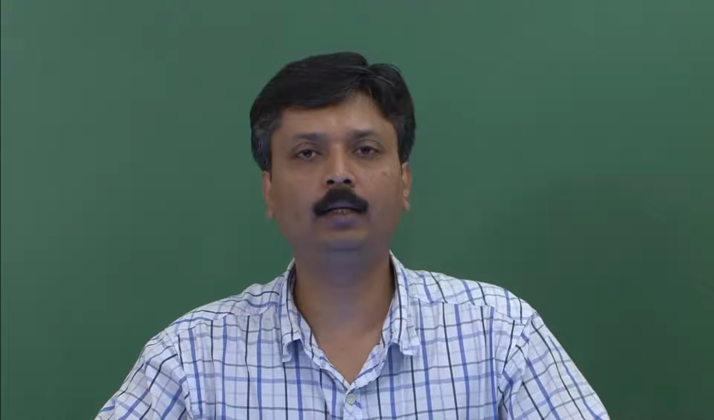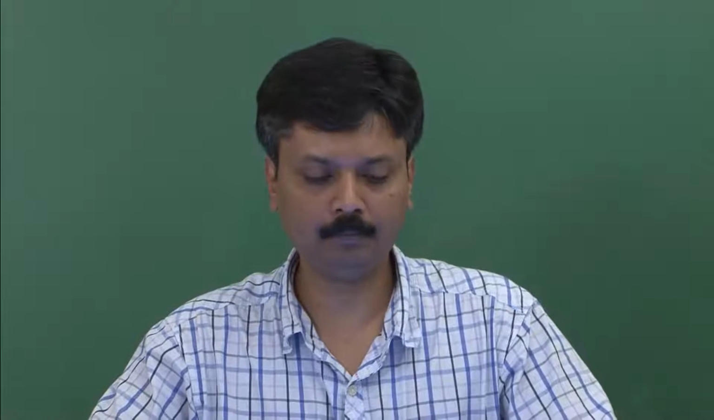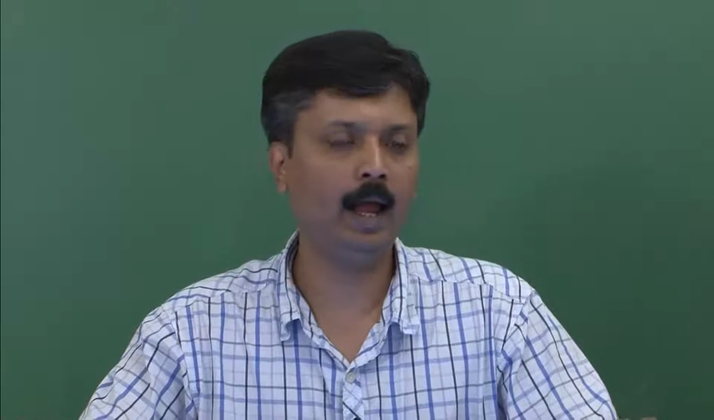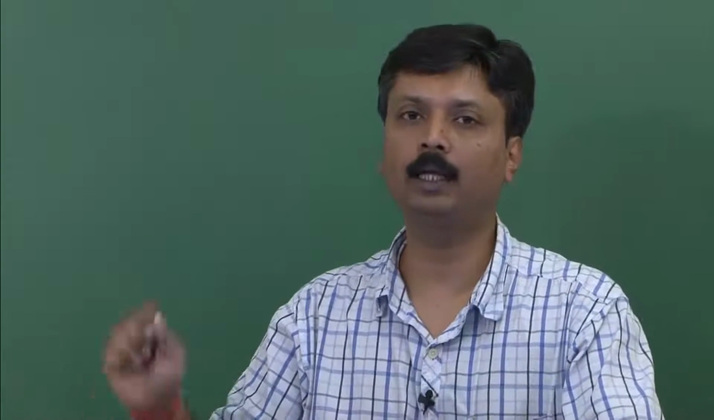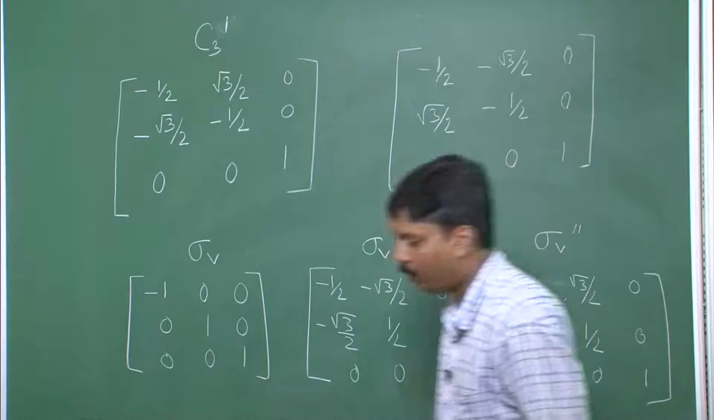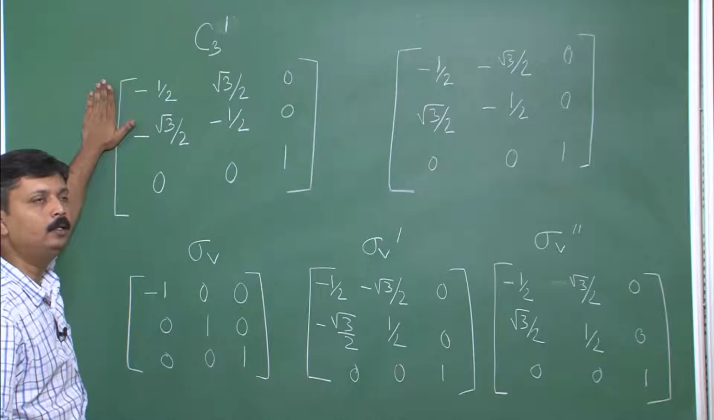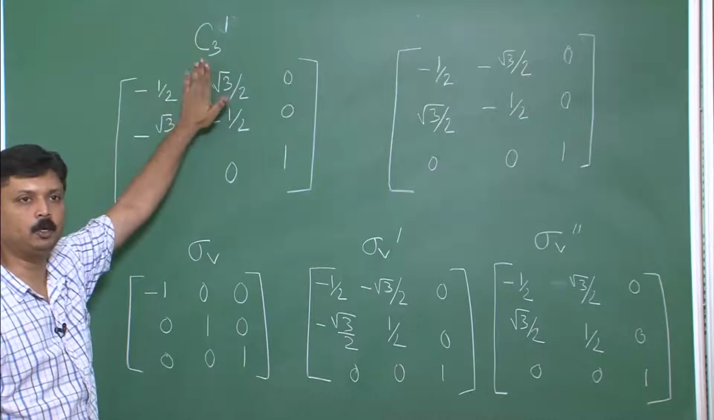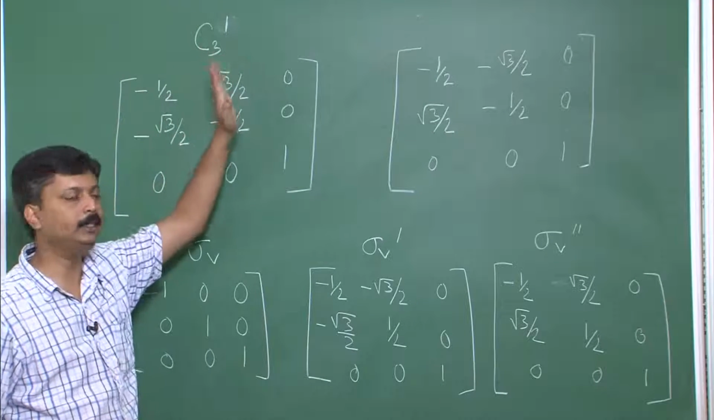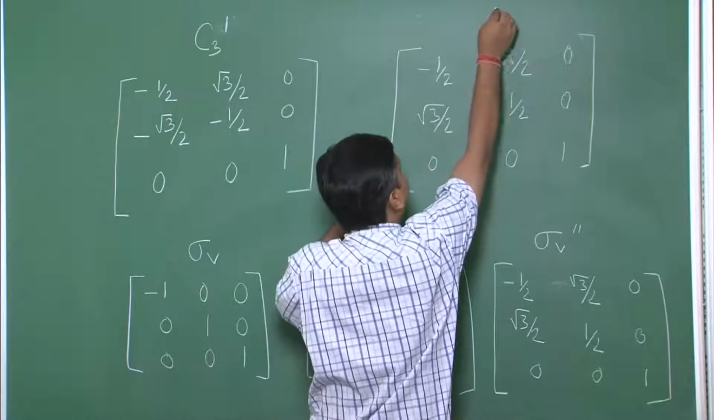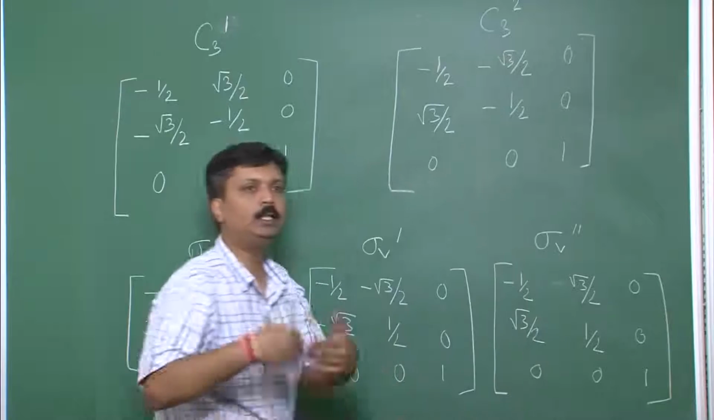So we were discussing the properties of the characters of square matrices, and we said that conjugate matrices have identical characters. We proved that point, and today I am going to show you a real example of that. If you concentrate on this here, this matrix represents the C3 symmetry operation. C3 1 means just C3, and this matrix represents C3 2, that means operating C3 twice.